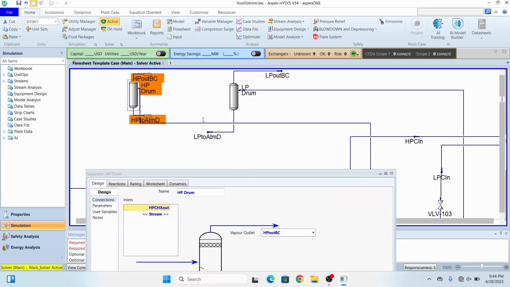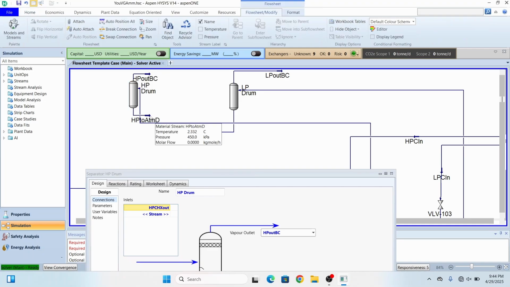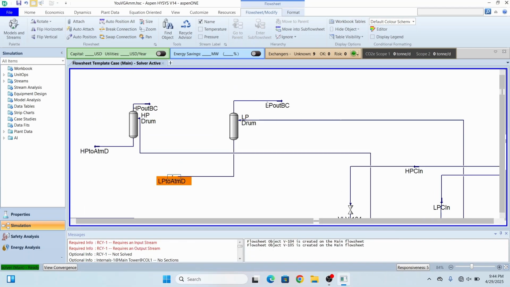Now I will again change the direction of the multi-stream. That is good. Now these two vapor streams will be the inlet of our booster compressor, which will boost the pressure to 25 kg, and then we will be recycling back to our main drum from which we have taken out the liquid ammonia. So that is good.